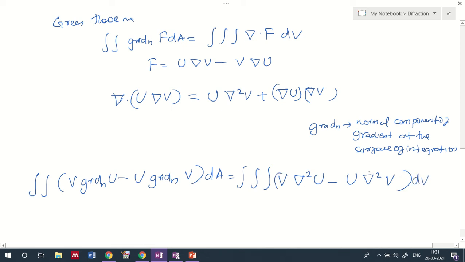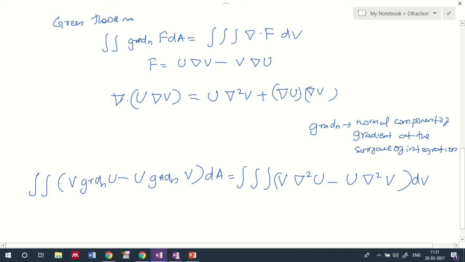How do we get this equation? We substitute f equal to u del v minus v del u in this equation, and similarly you can represent it the other way, then you will get a corresponding form which will be like this.